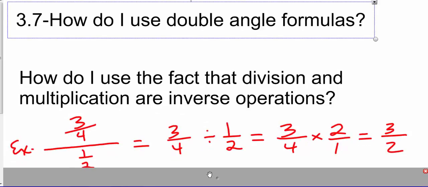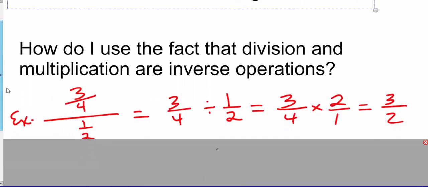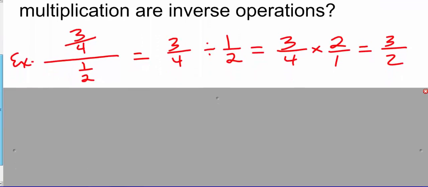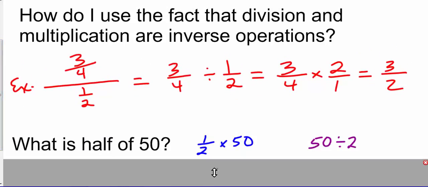So one obvious answer to that, or one example, let's say, of a way we can use that is in a straight fraction division, 3/4 divided by 1/2. We can rewrite it and then use multiplication instead. But there are other ways to use that as well.